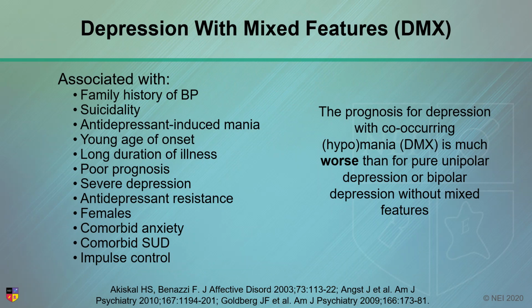So depression with mixed features, DMX, are the initials you will see for this in this talk and as reflected in the quiz. What we have is a family history of bipolar, suicidality, antidepressant-induced mania, young age of onset, long duration of illness, poor prognosis, severe depression, antidepressant resistance, more common in females, with comorbid anxiety, comorbid substance use disorder, and impulse control problems. So that, to me, is the definition of bipolar disorder.